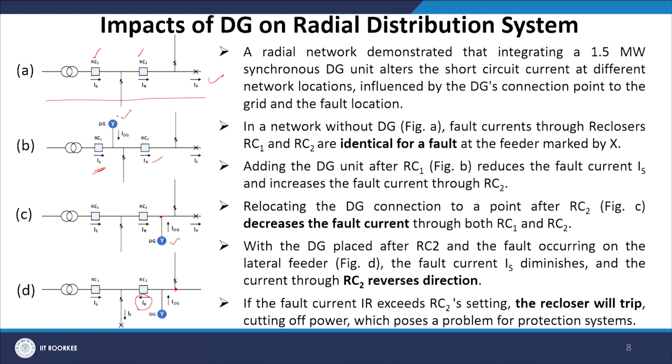So, what we are going to highlight here is, if the distributed generations are not there, then we have a classical protection setting mechanism. But once we place the DG, depending upon its location, you may be forced to change your existing protection mechanism to accommodate distributed generations in the system.